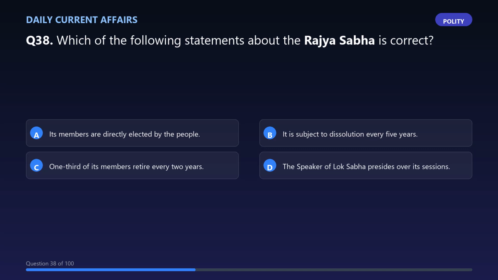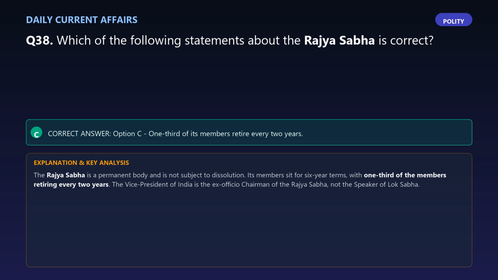Question 38. Which of the following statements about the Rajya Sabha is correct? The correct answer is option C, 1/3 of its members retire every 2 years. Explanation. The Rajya Sabha is a permanent body and is not subject to dissolution. Its members sit for 6-year terms, with 1/3 of the members retiring every 2 years. The Vice President of India is the ex officio chairman of the Rajya Sabha, not the Speaker of Lok Sabha.